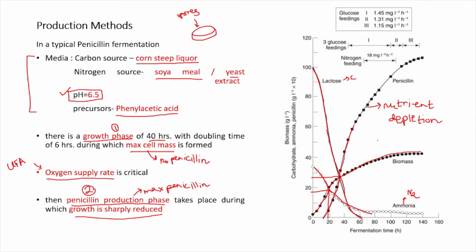So only during the nutrient depletion stage, when the lactose and the ammonia concentration has gone down to a very low value and biomass concentration has also increased, it is during that stage only that you will get more and more penicillin. So penicillin synthesis takes place during the nutrient depletion stage. Here we have the growth phase. This corresponds to the growth phase. And this corresponds to the production phase.